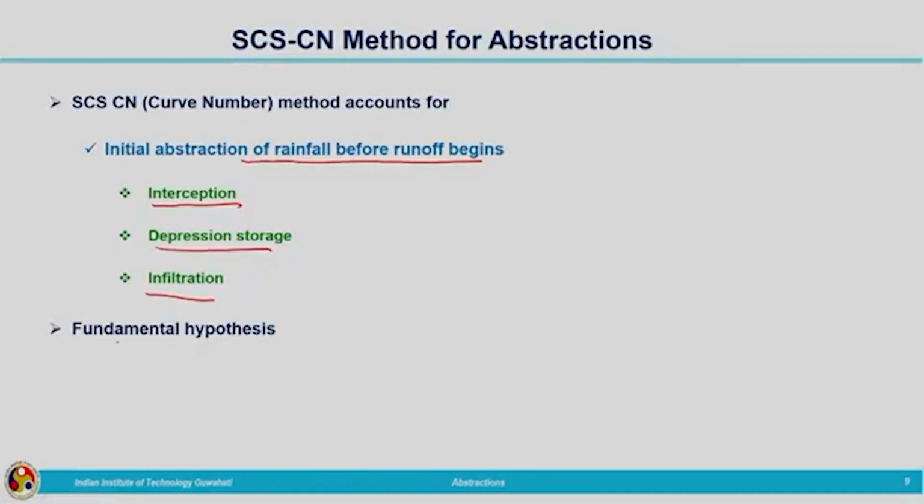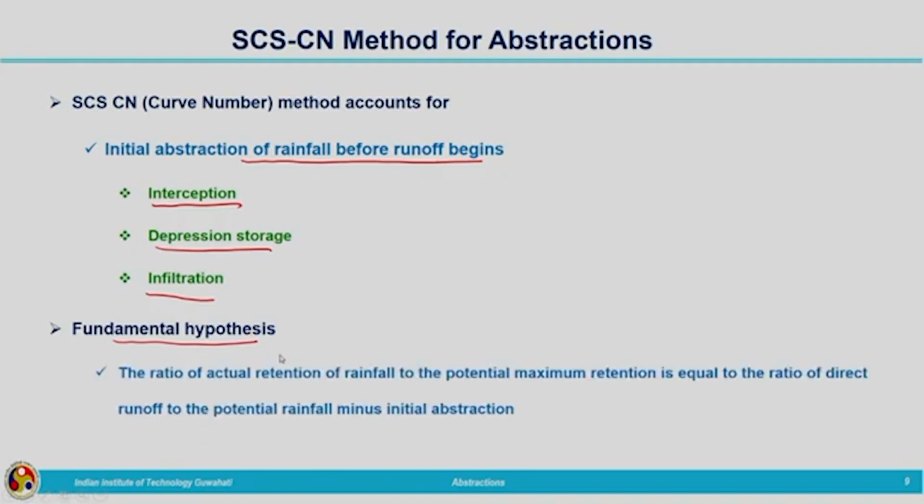The fundamental hypothesis related to the SCS curve number method is that the ratio of actual retention of rainfall to the potential maximum retention is equal to the ratio of direct runoff to the potential rainfall minus initial abstraction. The main hypothesis behind the Soil Conservation Service curve number technique is that the ratio of the actual retention to the potential retention is equal to the ratio of actual runoff to the potential runoff.